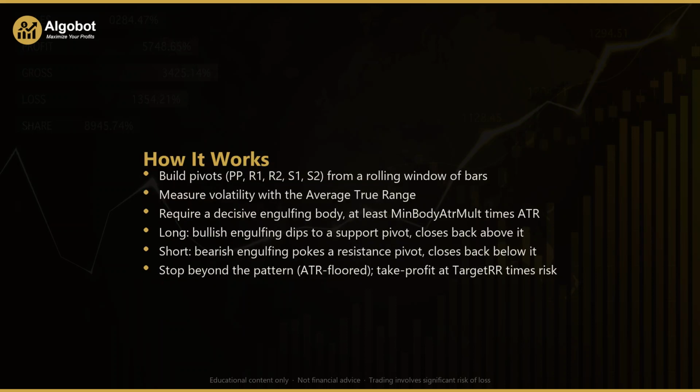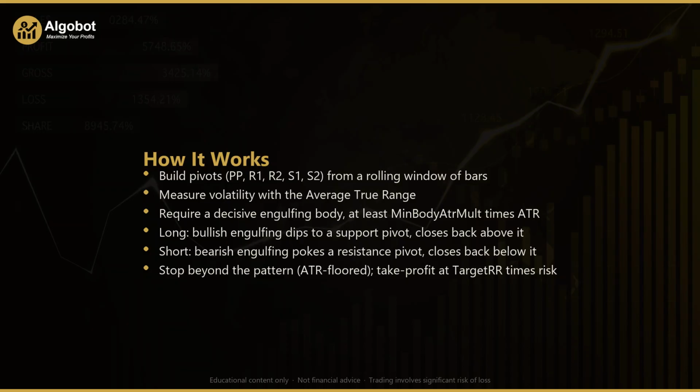Let's break down the mechanics step by step. On every new completed bar, the strategy first checks that it has enough history: the PivotLookback, plus the ATR period, plus a few extra bars for the engulfing pair. If there's already an open position on this symbol and magic number, it stands aside, because it only manages one trade at a time. Next, it builds its map.